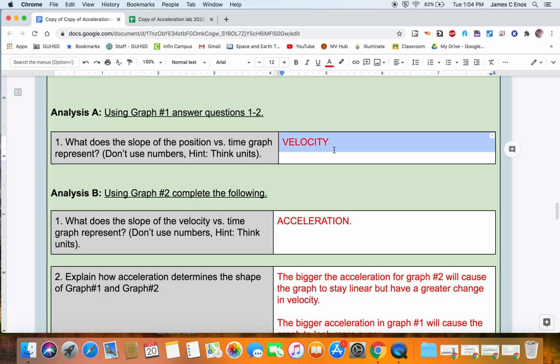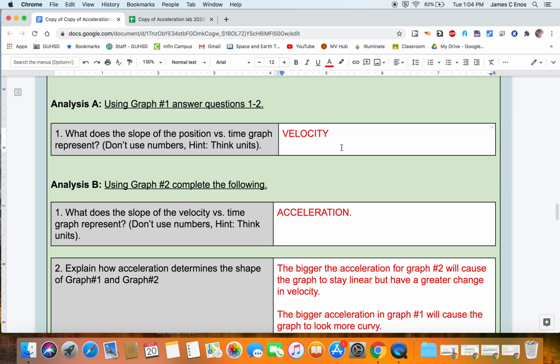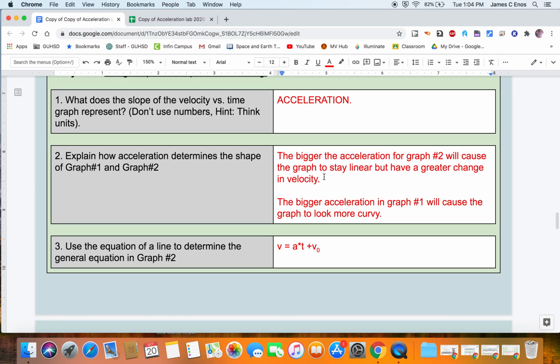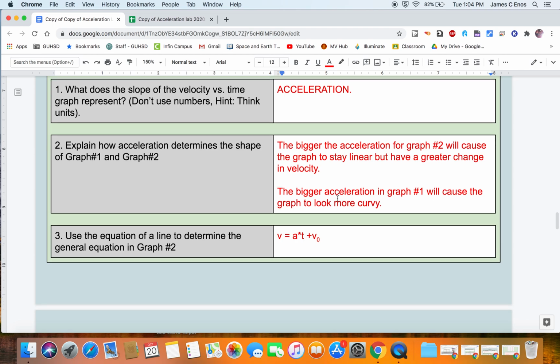So what you need to do as you look into the analysis is expand upon what the slope is. So I gave us the slope for graph number 1. The slope is your velocity. The slope for a velocity versus time graph is acceleration. I want you to expand upon it and use unit analysis to also help solidify what you're saying in this answer. In graph number 1, the bigger the acceleration is, the more curvy it will look. The bigger the acceleration in graph number 2, it's still going to have a linear relationship, but it will be a greater change in that velocity.